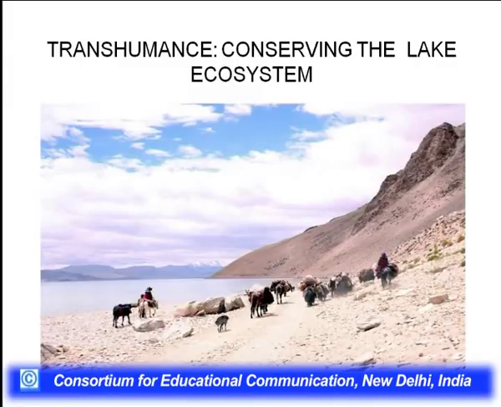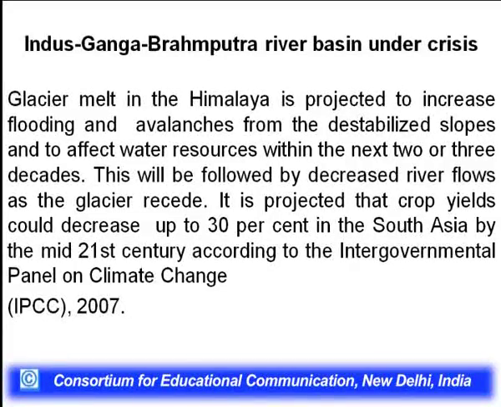But in recent years we are getting problems in such lakes due to sedimentation and also the changing nature of the glaciers. I would like to quote a few lines from the IPCC 2007, Intergovernmental Panel on Climate Change. I quote, "Glacier melt in the Himalaya is projected to increase flooding and avalanches from destabilized slopes and to affect water resources within the next 2 or 3 decades. This will be followed by decreased river flow as the glaciers recede. It is projected that crop yields could decrease up to 30% in South Asia by the 21st century, according to the Intergovernmental Panel on Climate Change."